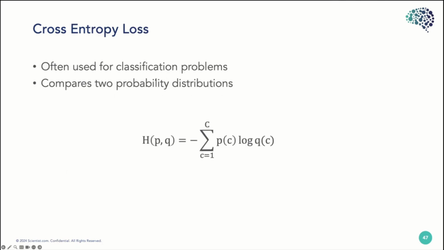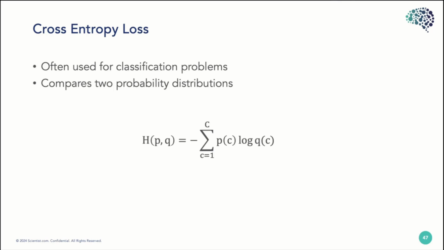And then finally, we have cross-entropy loss. Again, this is the formula for it. The formula doesn't really matter. The point is cross-entropy loss is one of those loss functions that is very good at assessing the differences between probability distributions. And again, this is essentially a classification problem.